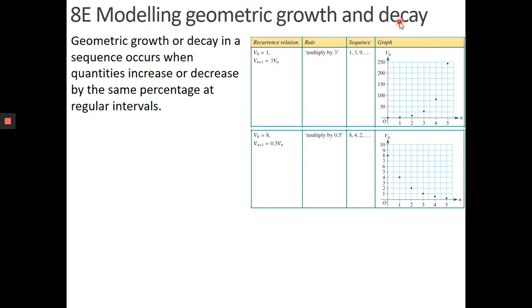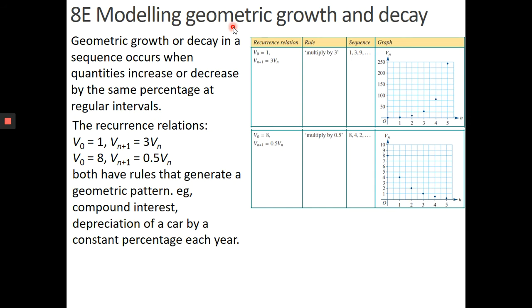This one here is decay. So these ones are getting smaller. So this is multiplied by 0.5, which is just the same as half. So if we half 8, we get 4. So that one's gone down by 4. If we half 4, we get 2. So that one's gone down by 2. So again, it's not going down by the same amount, but there is a rule there that we can work out. So we know the rule, it's not linear, it's geometric.